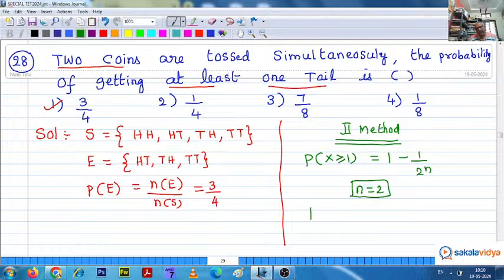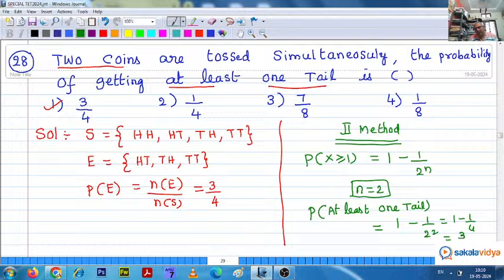So that means probability of getting at least one tail or head, same formula, is equal to 1 minus 1 by 2 square. So 1 minus 1 by 4. So 4 minus 1 is 3. So answer is 3 by 4. So first option is the right option.